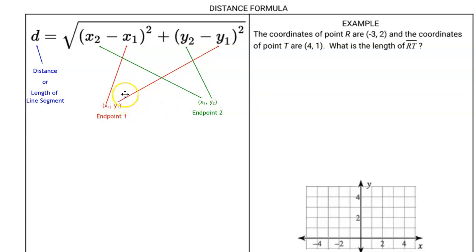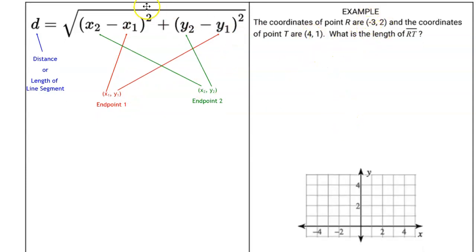All we need to do is substitute those values into the distance formula in order to find the exact distance between the 2 points. In the example that I'm going to give, these are the 2 coordinate points, r, which is (-3, 2), and t, which is (4, 1). Once I graph these 2 points, I can see that the distance in between them is going to be this line segment here.